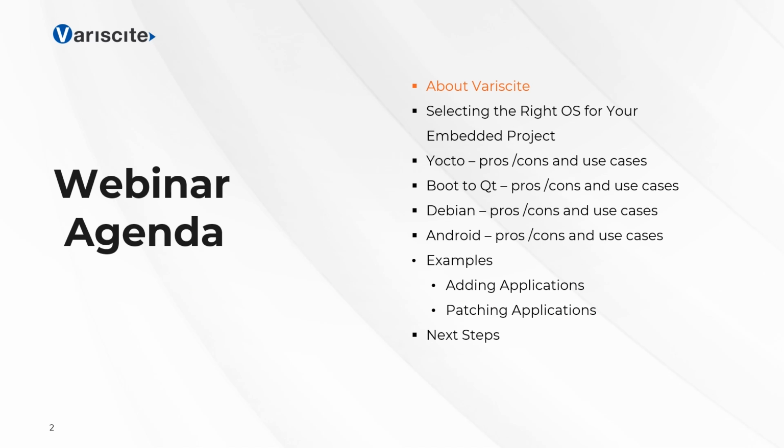Here is today's agenda. We'll start with an introduction to Variscite. Then I'll discuss the importance of choosing the right operating system for your project and the main components of an embedded operating system. After that, we'll delve into the four major players in Linux-based embedded operating systems: the Yocto Project, Boot2Qt, Debian, and Android. I will also demonstrate how the process of adding and patching applications is done in each one of those systems we'll be discussing. And finally, we'll wrap up with the next steps.